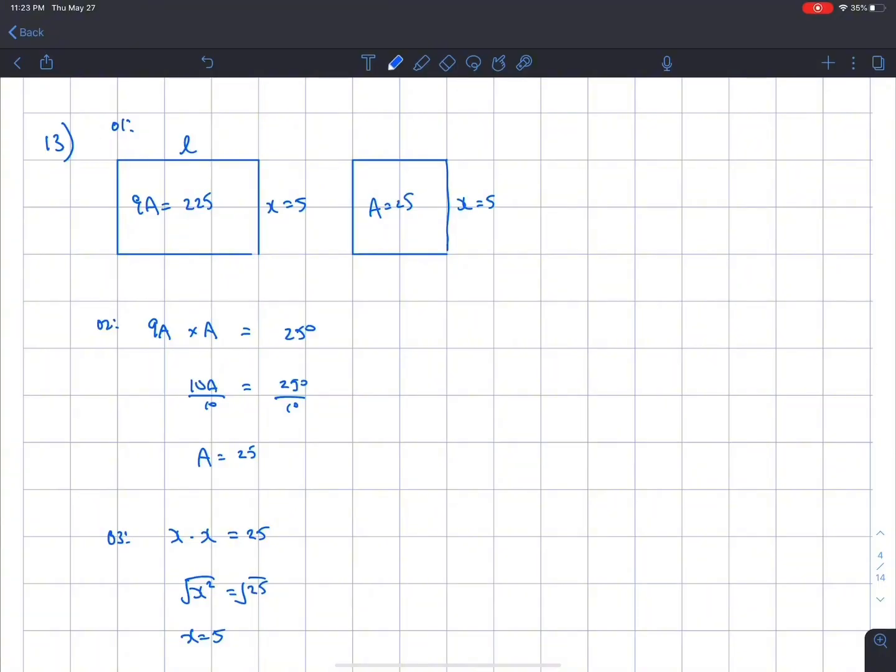And then now I can also solve for L, which is the length. So I can say x times the length, x is 5, equals 225. So the length must be 45. And there, that's the answer. They just want the dimension of the rectangle. So you can say this rectangle is 5 millimeters by 45 millimeters.